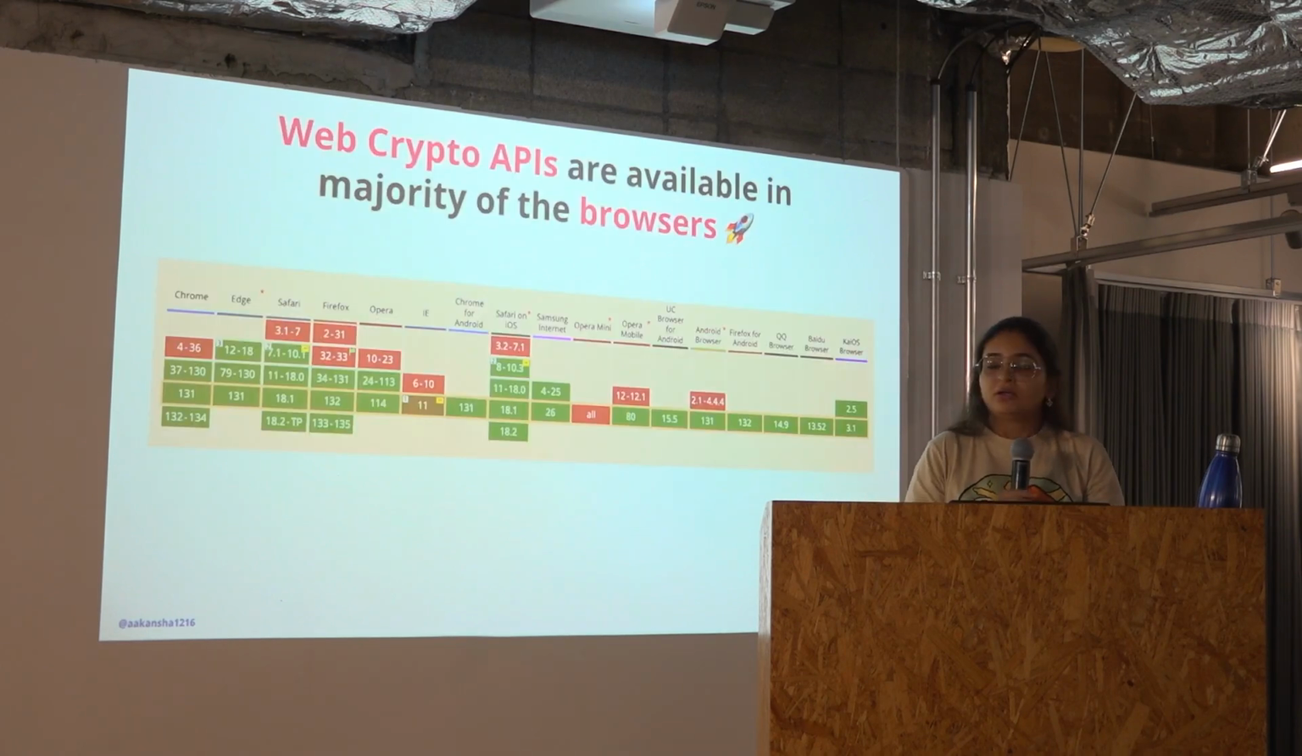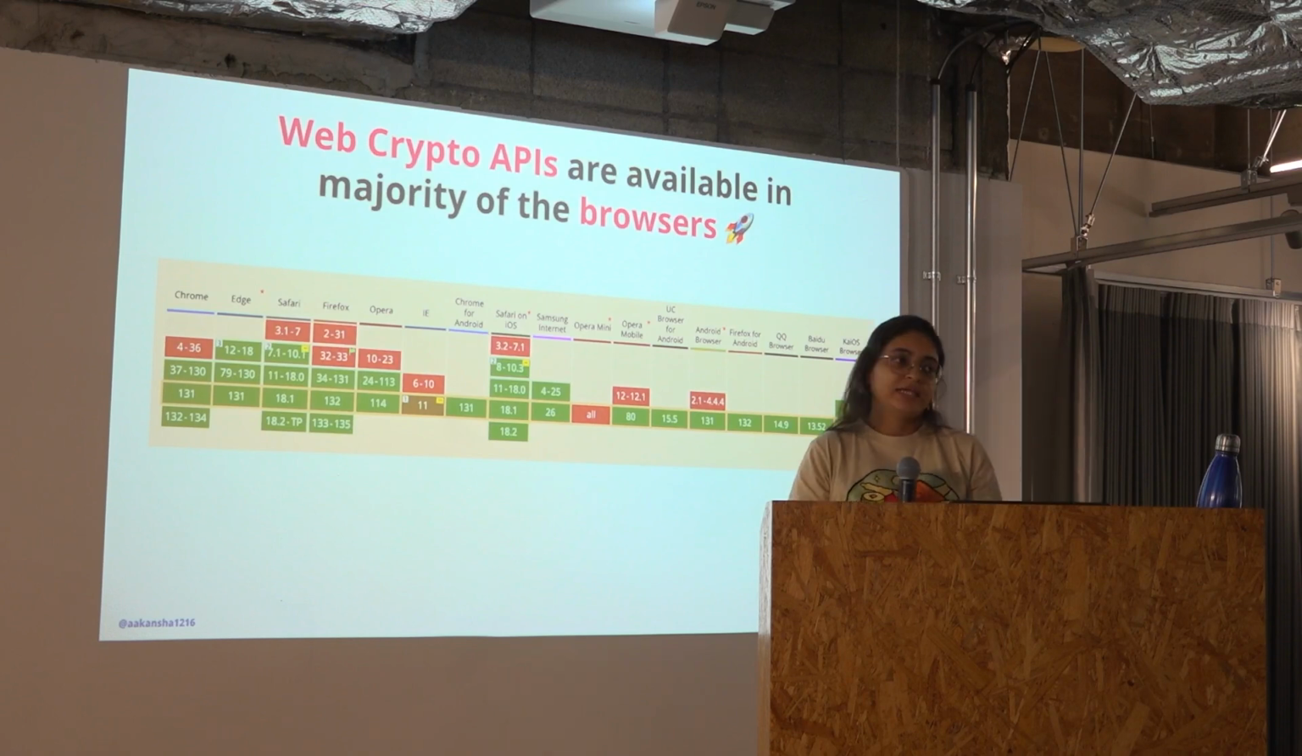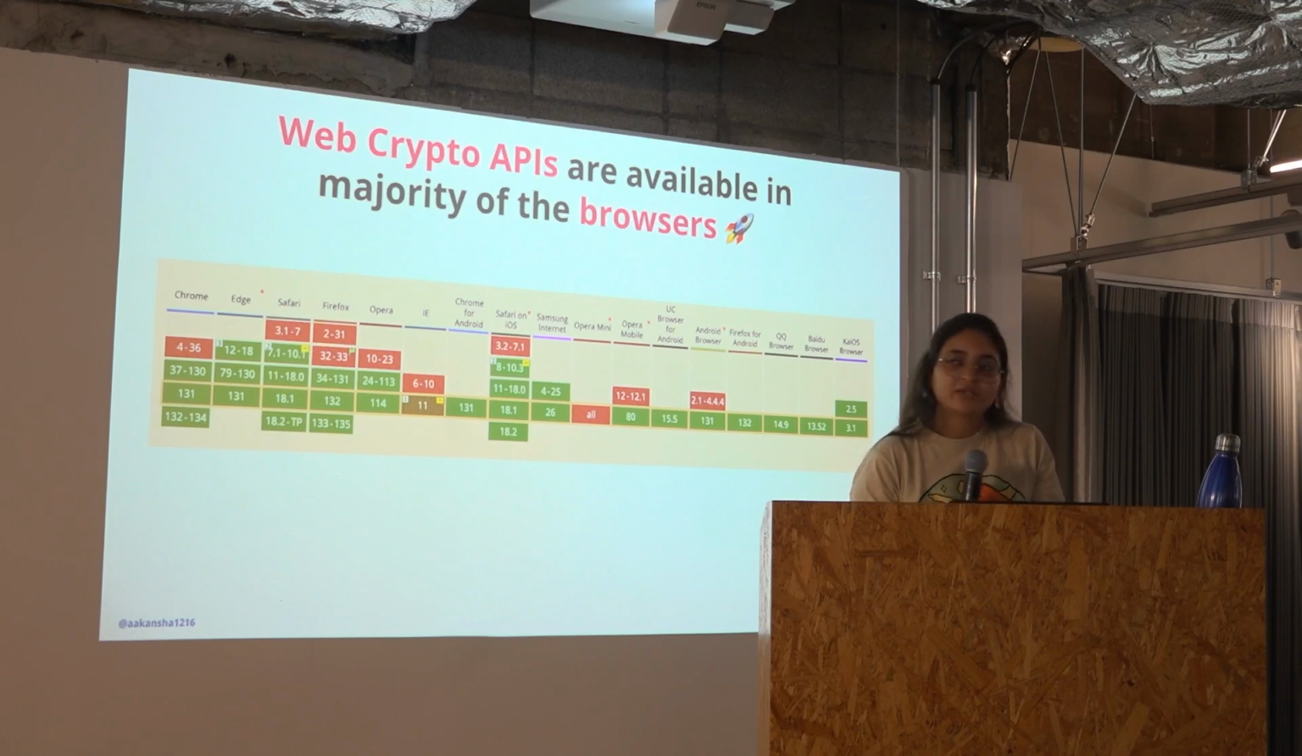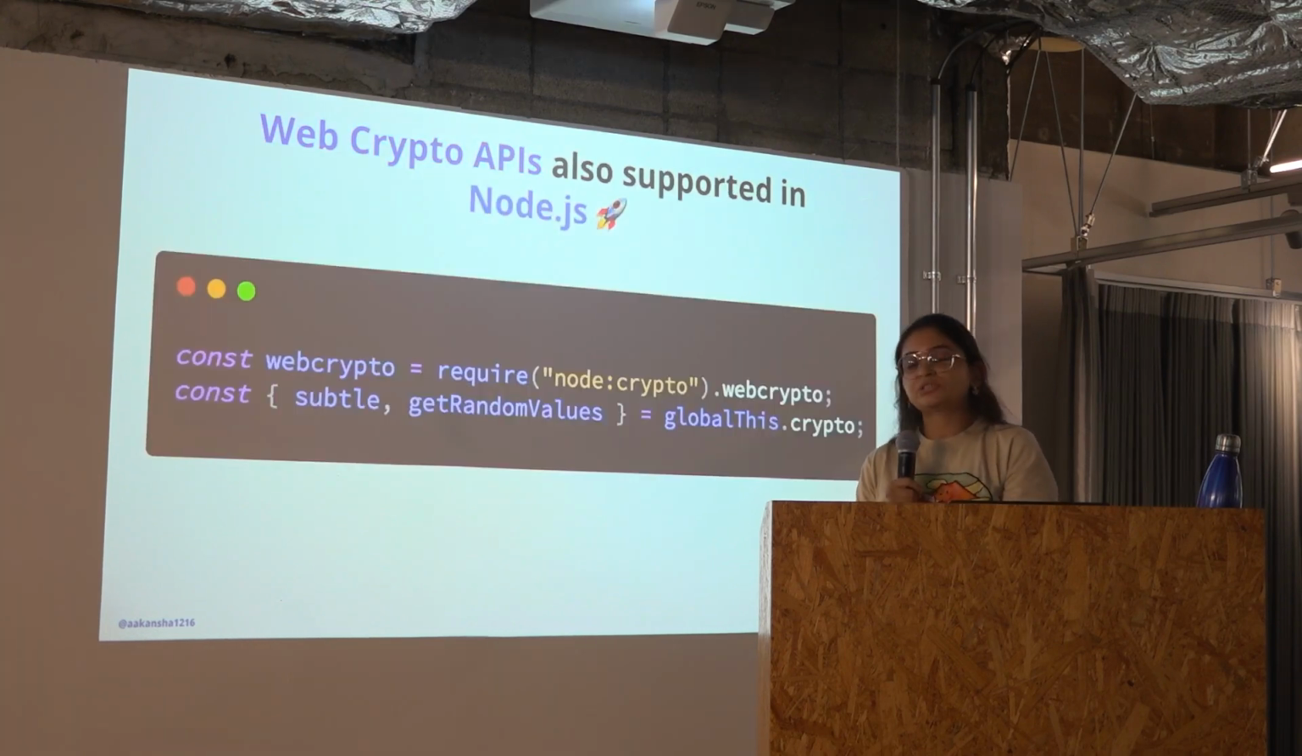Now, to encrypt the data on the client, we have something called web crypto APIs. And web crypto APIs have been there for quite some time, and their support has evolved over time. As you can see, it has great support over the majority of the web browsers, and it's also supported in Node.js. So it's like write once and run everywhere. You don't need to install a separate module for Node. The same API, the same code, you can use in Node as well.